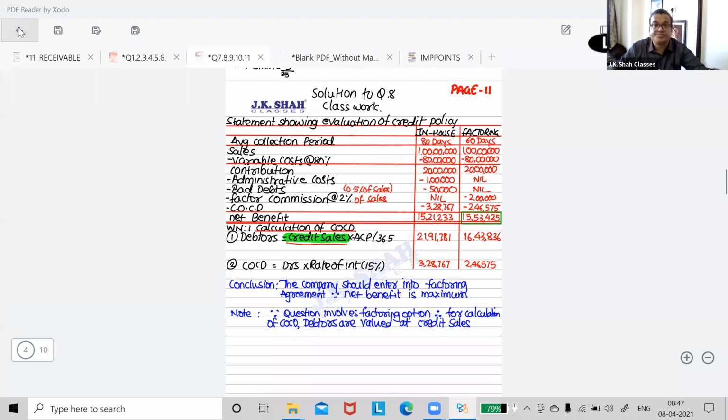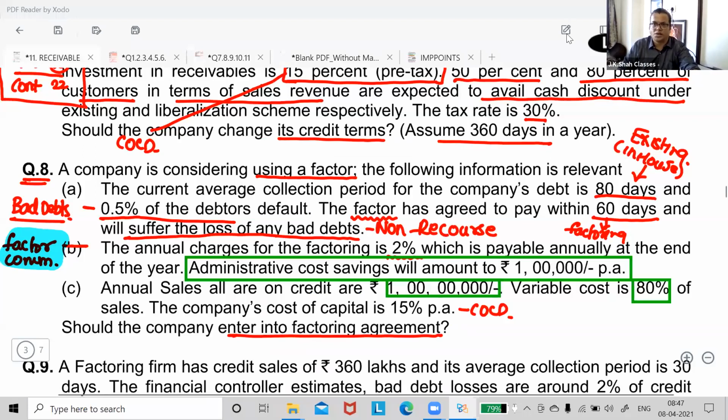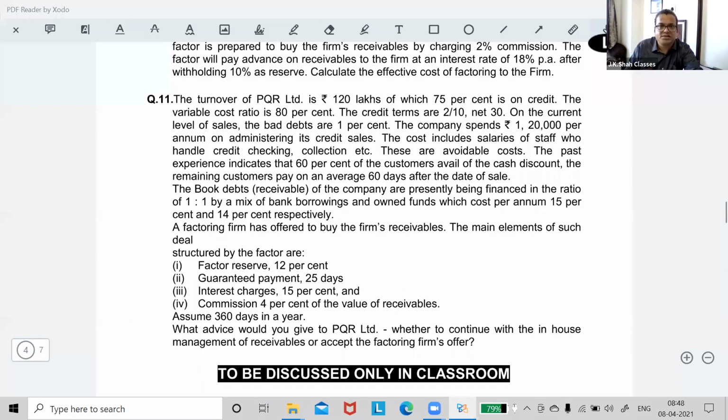Let's go to question number 11. Okay, important question. You would say, when I have to quickly revise the topic, I'll solve question number 11. That's it. Okay, so that signifies the importance. Okay, let's read it, friends.